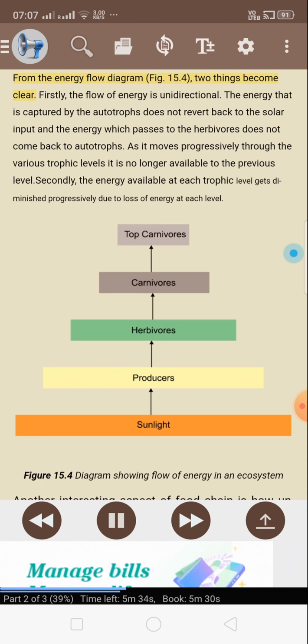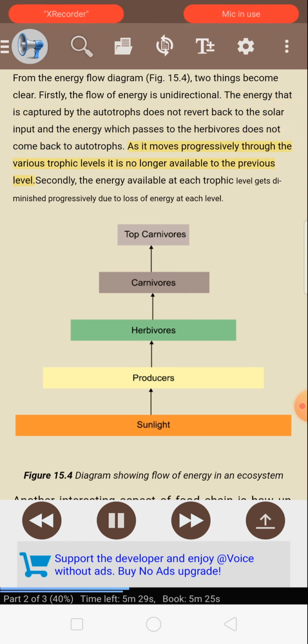From the energy flow diagram, Figure 15.4, 2 things become clear. Firstly, the flow of energy is unidirectional. The energy that is captured by the autotrophs does not revert back to the solar input, and the energy which passes to the herbivores does not come back to autotrophs. As it moves progressively through the various trophic levels, it is no longer available to the previous level. Secondly, the energy available at each trophic level gets diminished progressively due to loss of energy at each level. Figure 15.4. Diagram showing flow of energy in an ecosystem.